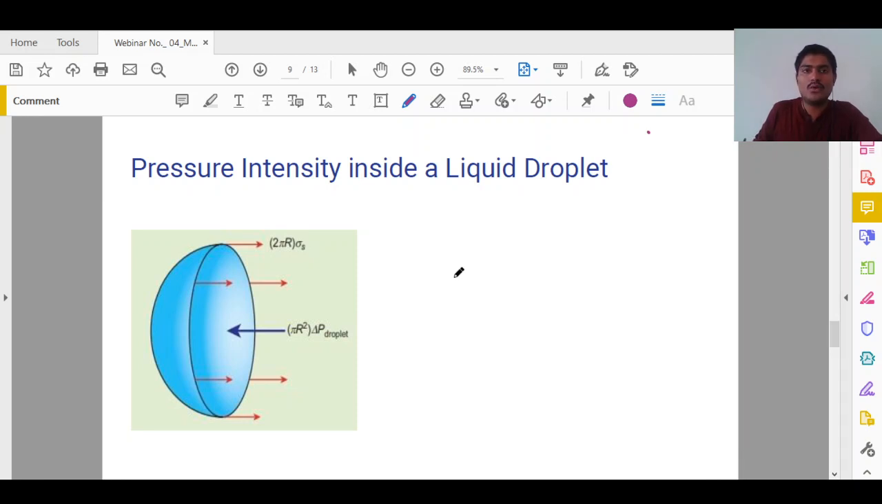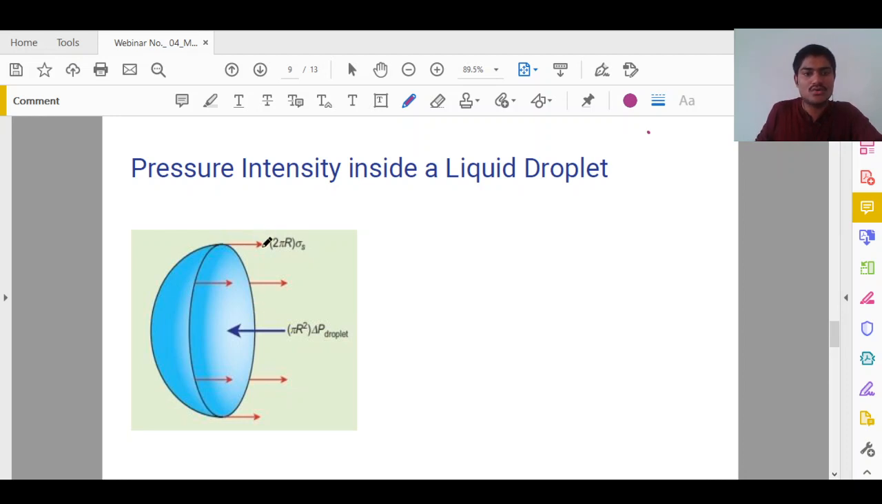So now we are going to make use of this surface tension property in order to find out the pressure intensity inside the water droplet. Okay, so look at this diagram. This is the cross section of the water droplet. We have cut the water droplet and this is the shown cross section.